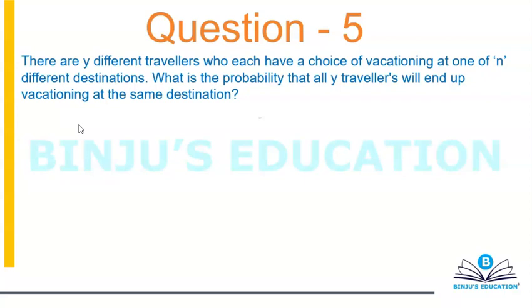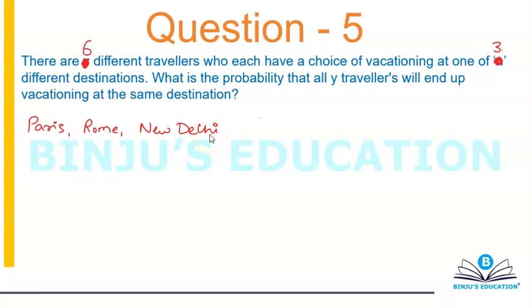Now, for a moment, rather than using Y and n, let's make this question a bit simpler. Let's say there are 6 different travelers, each with three options for vacationing: one is Paris, another is Rome, and another is New Delhi. So these six travelers have a choice of vacationing at these three places.